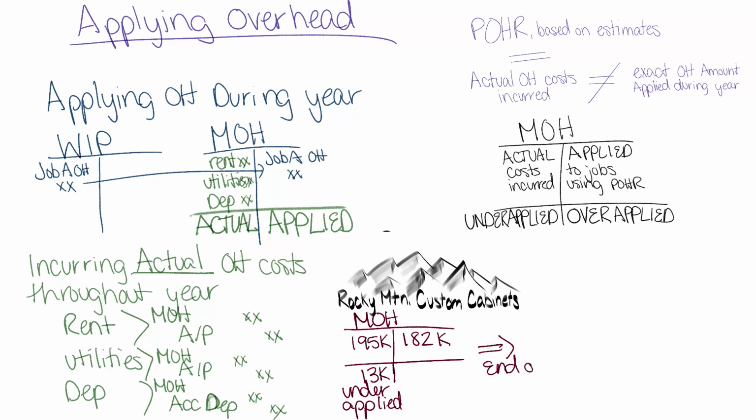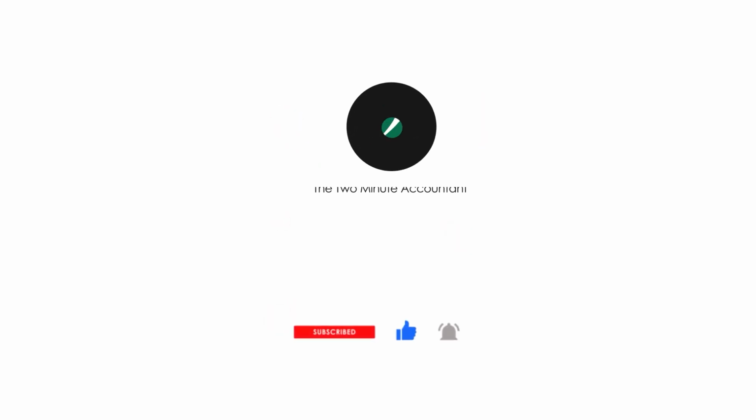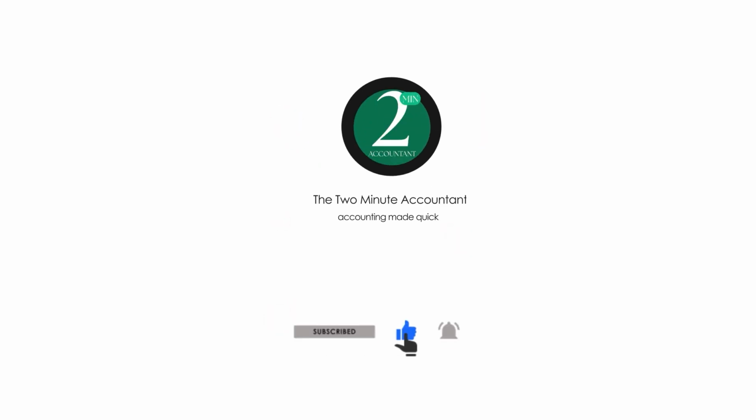At year end, the most common treatment for small underapplied and overapplied amounts is to close the balance directly to cost of goods sold. If our overhead was underapplied, we need to add to cost of goods sold to make up for the costs that were previously understated. If our overhead was overapplied, we need to reduce cost of goods sold to account for the costs that were previously overstated.